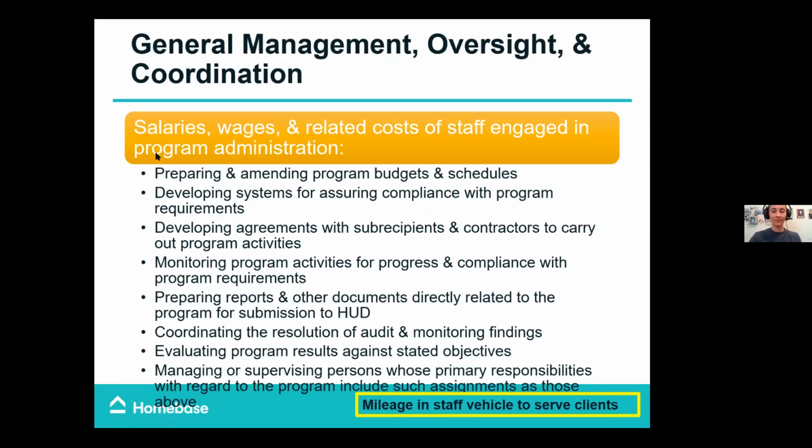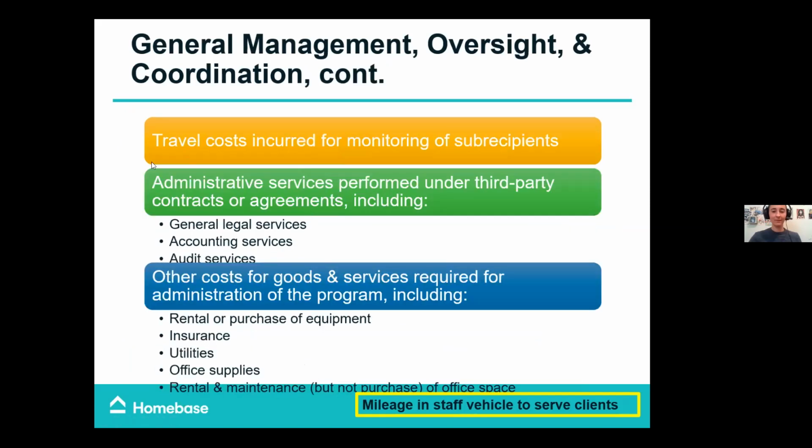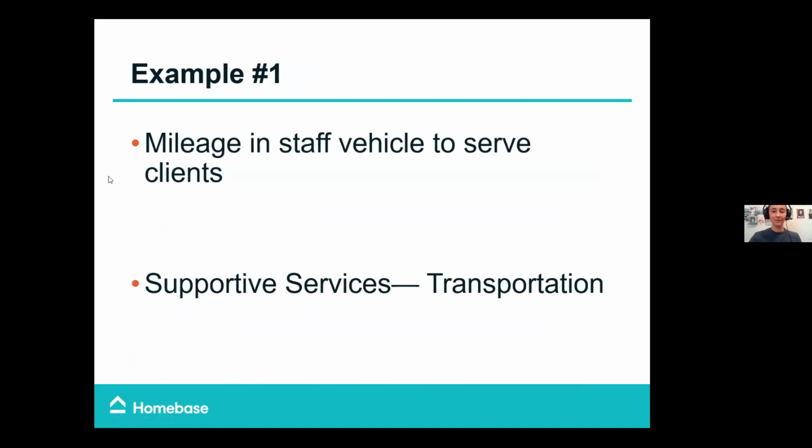Here I'm seeing amending program budgets, compliance, audit, monitoring, findings. Okay, I feel pretty good that it's not gonna be here either. Next slide. I see travel costs, but these travel costs are for monitoring subrecipients, so I still feel good with my supportive costs category. Next slide, please. So now that I've been through all the eligible cost categories, I feel confident in matching this to supportive services transportation. And I would do this, again, only if supportive services was a line item that was approved in my project's budget. Next slide, please.